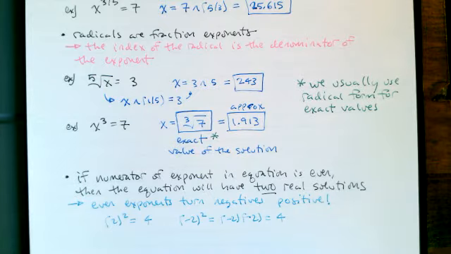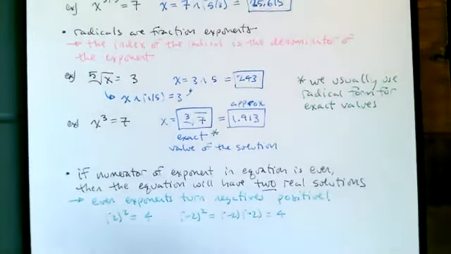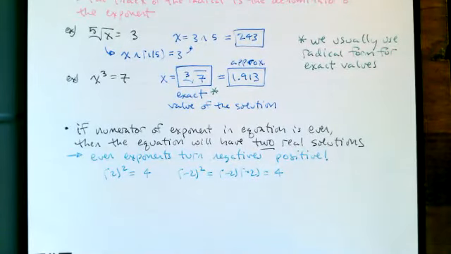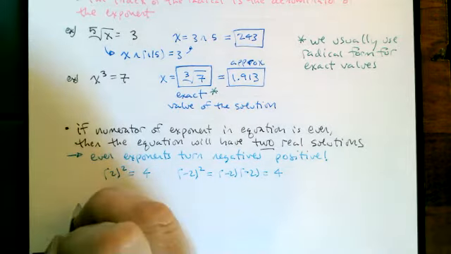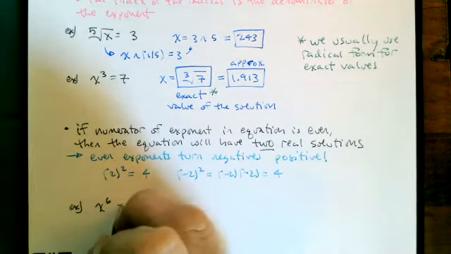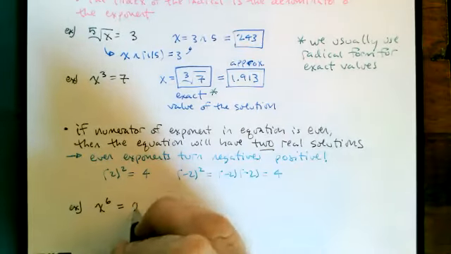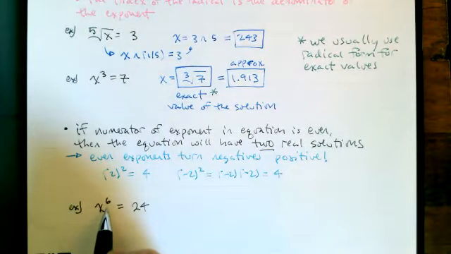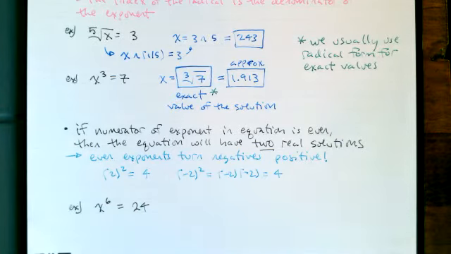So if we're solving an equation where the numerator of the exponent in the equation is even, we know we're going to have two real solutions. So for example, if I want to solve x to the 6th is equal to 24, we notice that the exponent in the equation is even. That tells us we're going to have two real solutions. That's what we want to notice right away. We want to know what we're going to be up against before we're up against it.